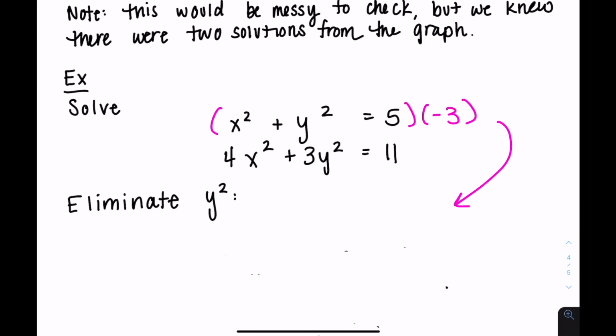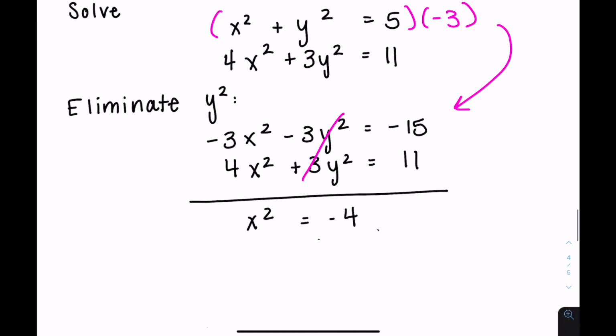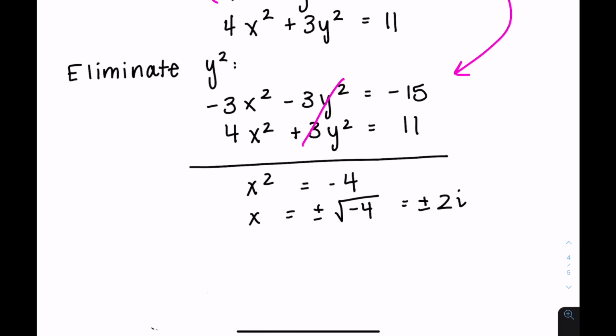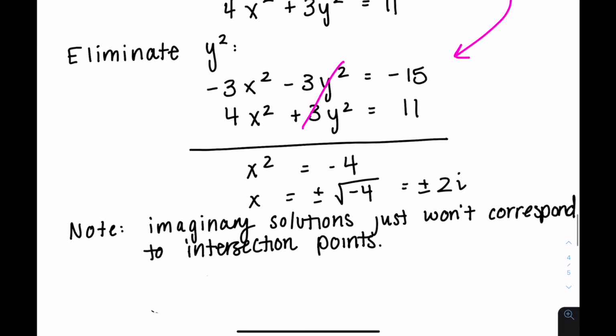My top equation will be -3x squared minus 3y squared equals -15. Haven't touched this one at all. And then I want to go ahead and add them together. My y squareds will cancel, and I'll be left with a single x squared equals -4. So when I take a square root, I still get that plus or minus, but I'm taking the square root of a negative number. So I get plus or minus 2i. So I still get solutions, they're just imaginary, and they won't correspond to intersection points. They still solve both equations, just I won't be able to tell graphically that these two intersect.